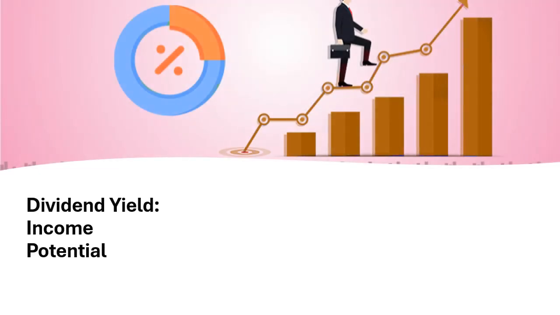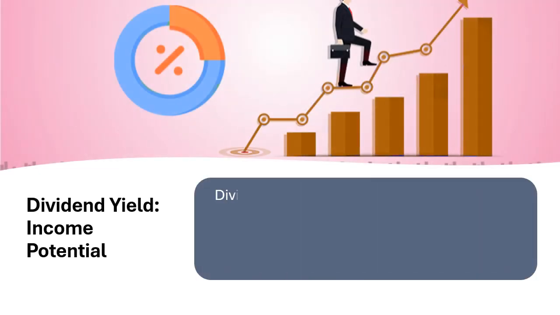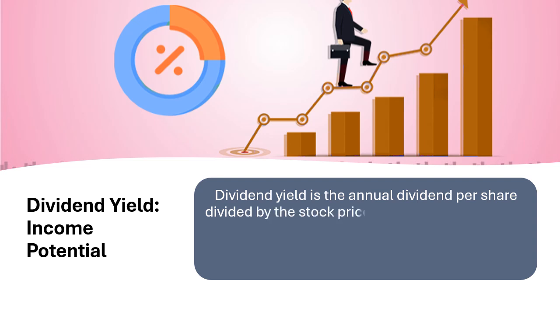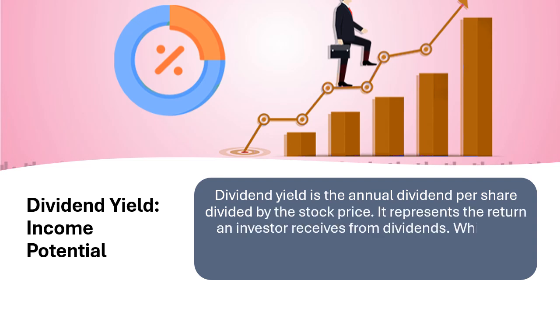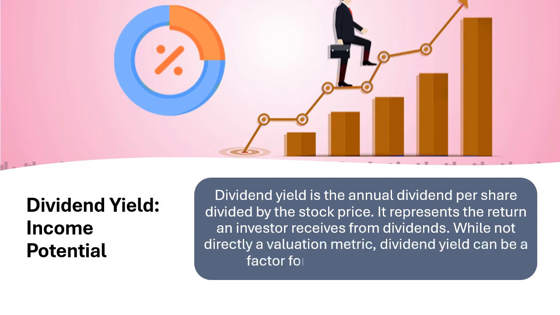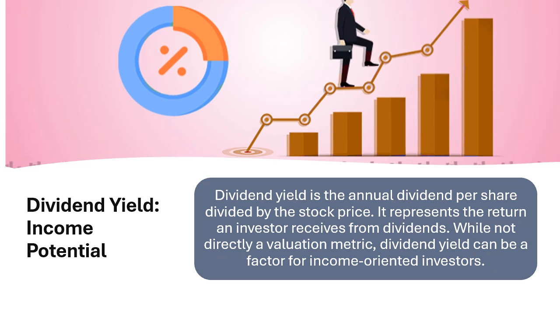Dividend yield, income potential. Dividend yield is the annual dividend per share divided by the stock price. It represents the return an investor receives from dividends. While not directly a valuation metric, dividend yield can be a factor for income-oriented investors.